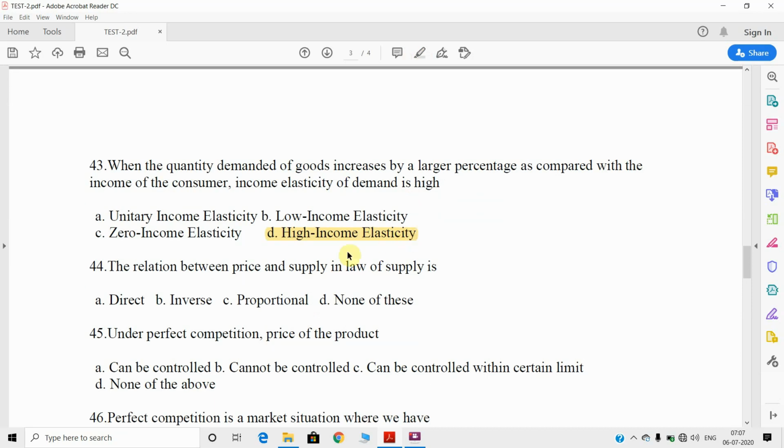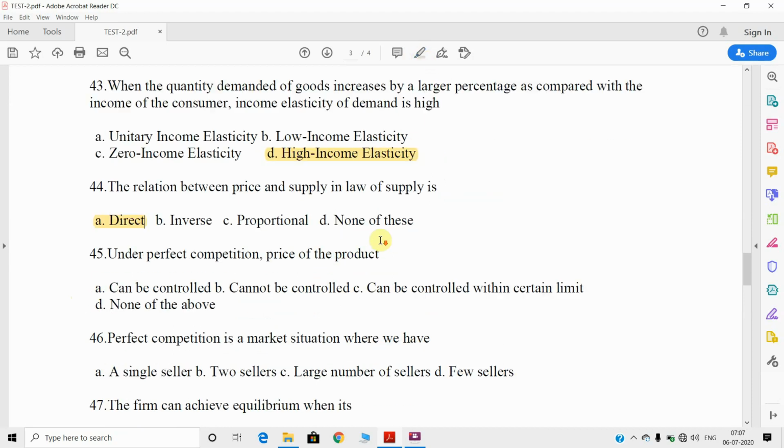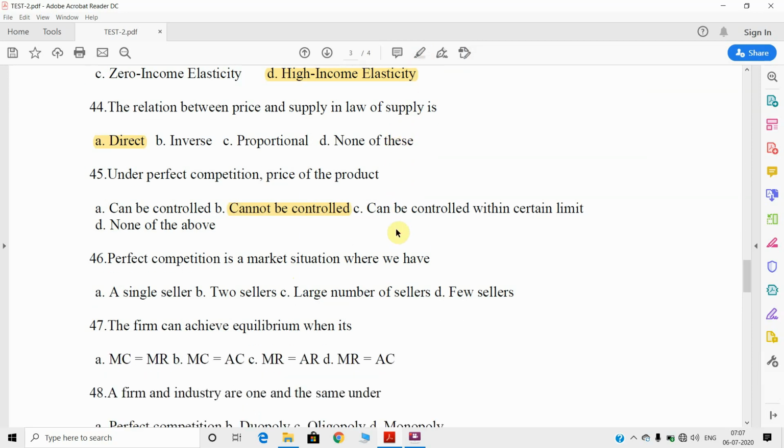So 44, the relation between price and supply is a direct relation, right? So the answer will be A. Next 45, under perfect competition the price of the product cannot be controlled, so the answer will be B. Under perfect competition the price is always constant, so it cannot be controlled. Like 46, perfect competition is a market situation where we have a large number of buyers and sellers. If it is sellers, then it is also more perfect, right?